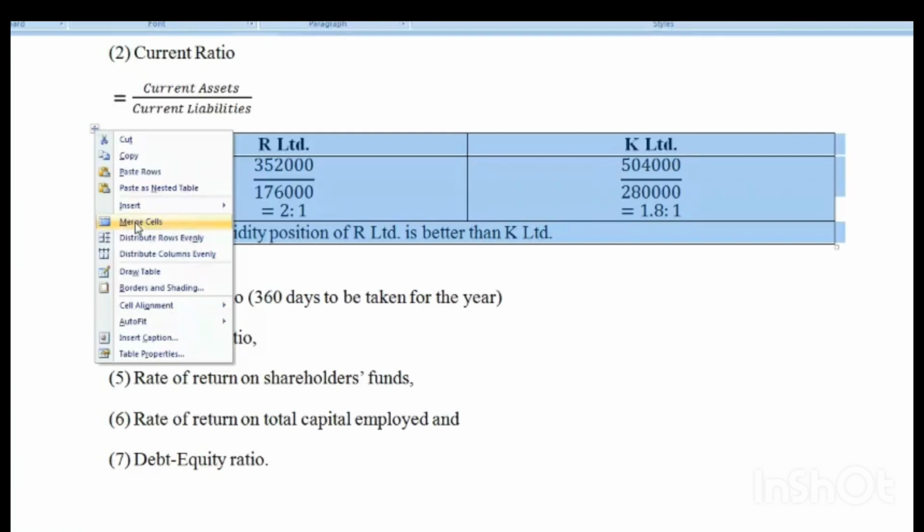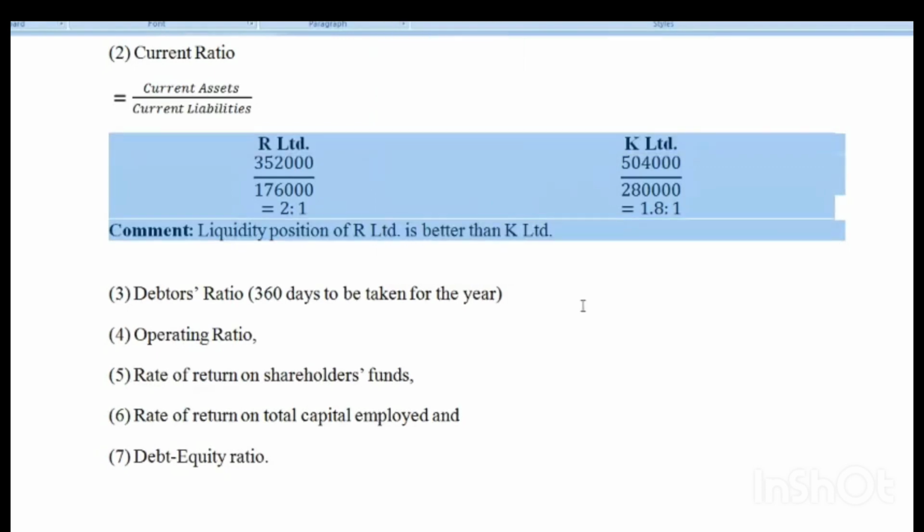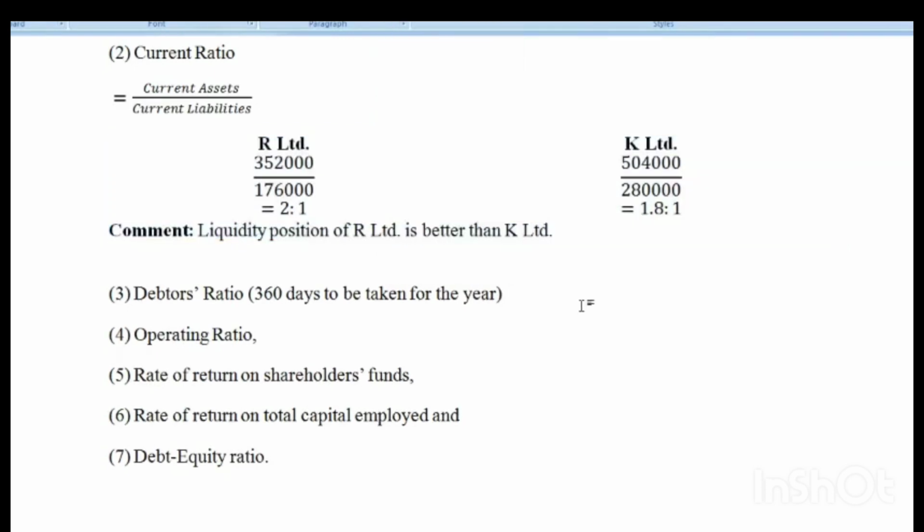Okay, hope you understand. Apart from this, you can show the total, means the calculation of current assets and current liability, alongside, but there is some trouble in formatting right now, so I left it and directly gave the total.